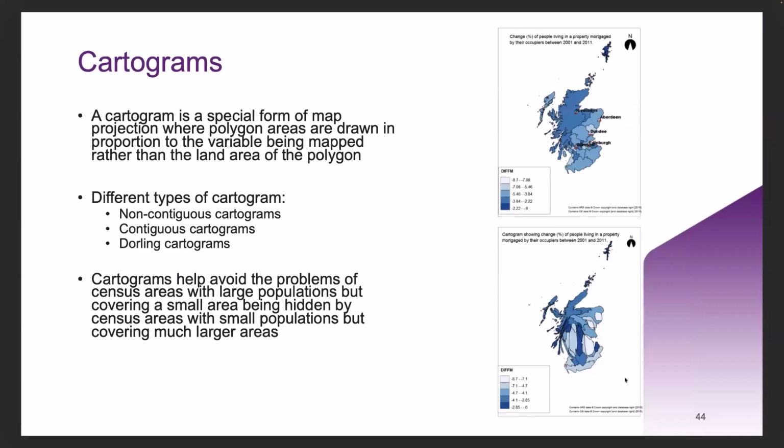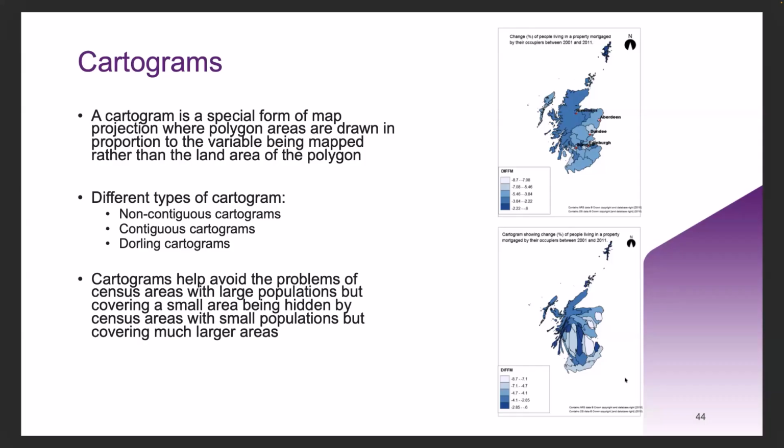A cartogram, on the other hand. In a normal choropleth map, we simply keep the electoral ward boundaries, the shape of them as it is, and simply colour those polygons according to the census variable. A cartogram is a special form of map, where instead we actually distort and reshape the census boundaries according to the variable itself.